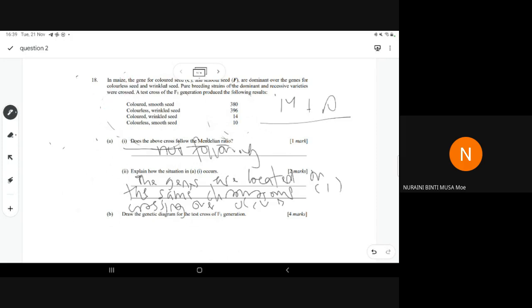First, kita tahu this is not linked because dia tak follow Mendelian ratio. Mendelian ratio is always 1, 1, 1, 1. This is not Mendelian ratio, dia ialah 1 to 1 and 1 to 1. The clue yang paling besar kat sini, saya dengar elok.